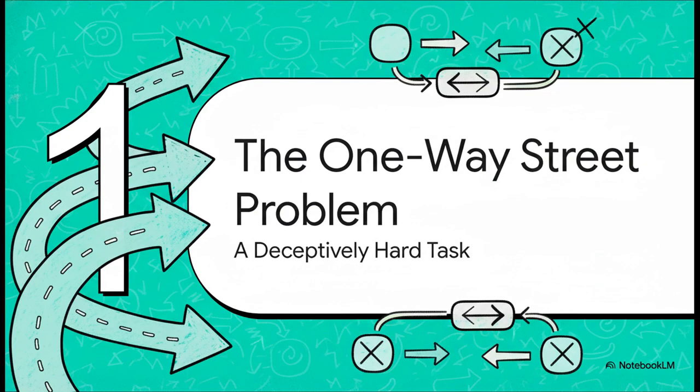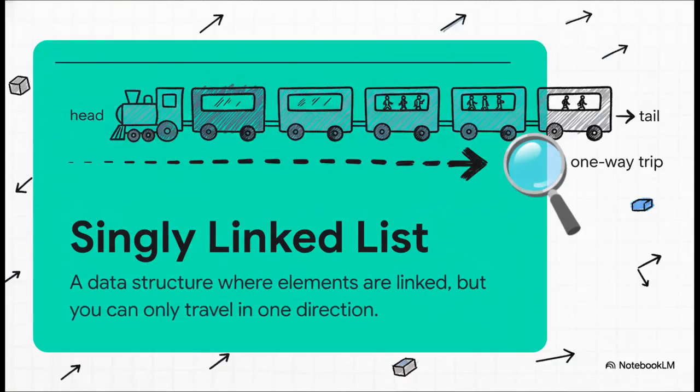Okay, first up, the one-way street problem. Let's really get to the heart of what makes this specific task, well, harder than it looks. You see, the whole issue comes down to the fundamental nature of a singly linked list. The best way to think about it is like a train. You can hop on at the engine, that's the head, and you can walk through all the cars towards the caboose or the tail. But here's the catch. You can't walk backward. It is strictly a one-way trip.